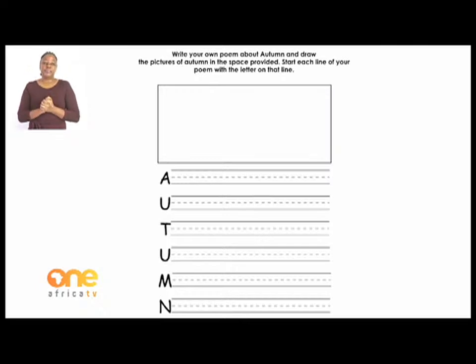The other instruction that is below is to start each line of your poem with the letter on that line. So, for example, we have the letter A at the beginning of that line, which means that your word must start with A. Remember, your poem needs to rhyme and make sense. So please take your time, think about the words you want to put on your poem before you write it.